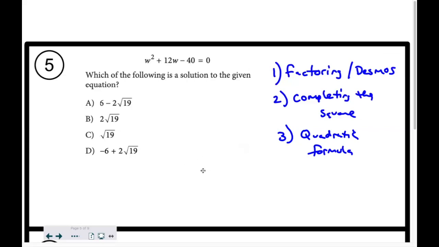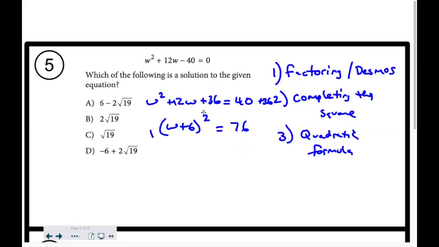So now we go to completing the square. If we have an A value of 1 and a B value that's even, then completing the square is, I believe, going to be quicker than the quadratic formula, because all we have to do is throw the 40 on the other side. Completing the square is adding half of B squared. So half of B is 6. 6 squared is 36. And then this is W plus 6 squared equals 76.